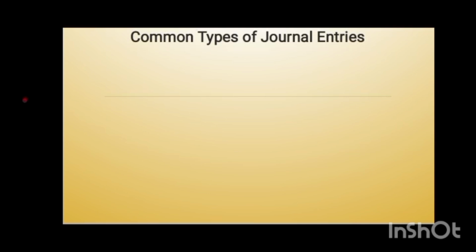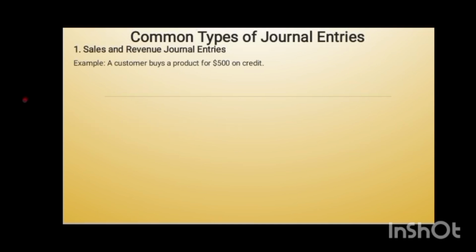Here we have some examples of common journal entries to understand how the journal entry is actually working, how we are posting them. Here we have an example of a sales and revenue journal entry. Here is the account of sales and revenue. We will see how we can post the journal entry in the sales and revenue account.